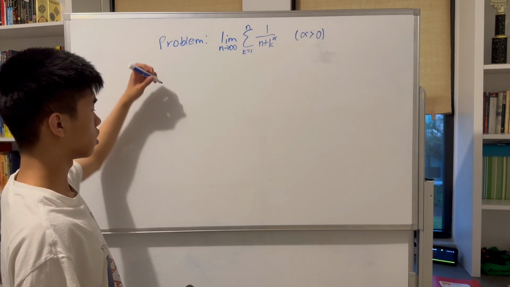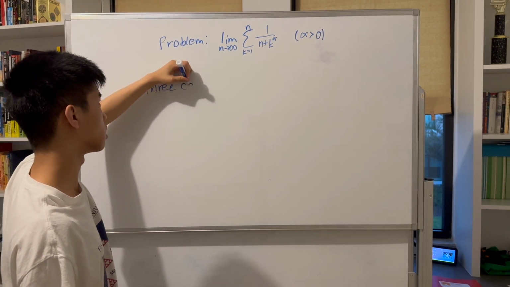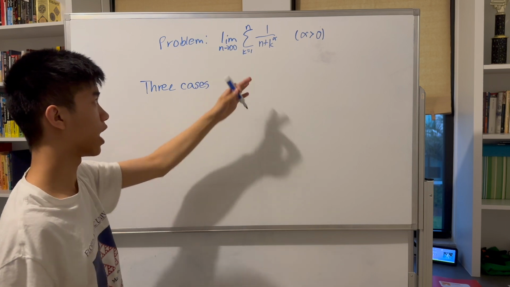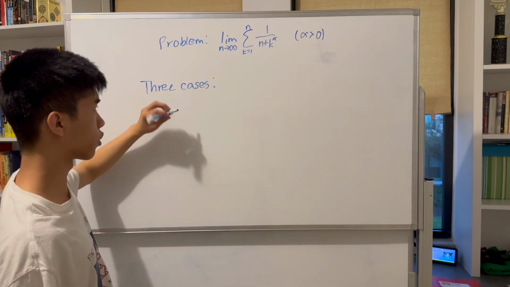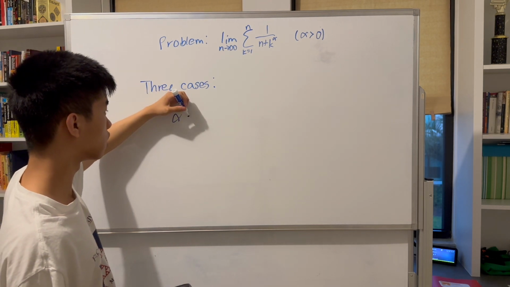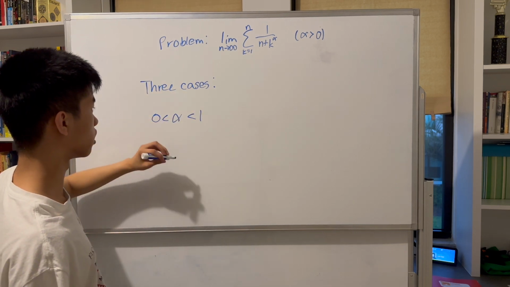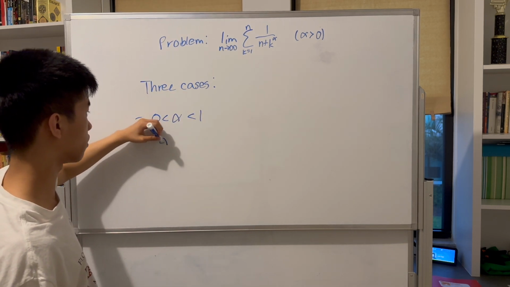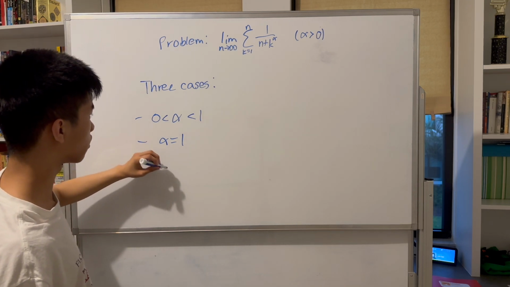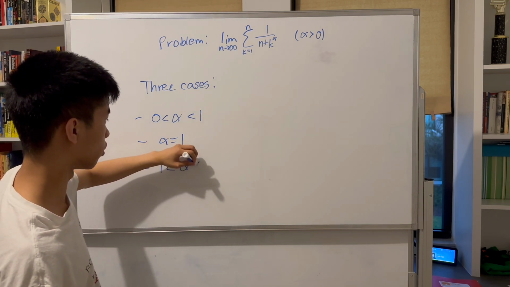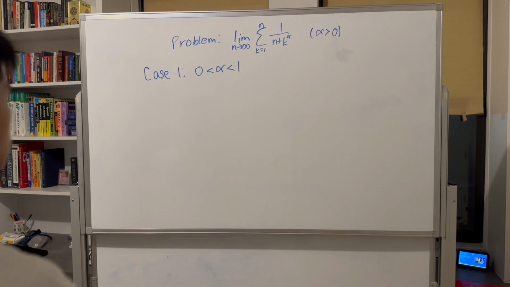Given that alpha is a real number greater than 0, what is the following limit? The crux of the problem is that there are three different cases for alpha, and depending on which case, you'll get a different result. The first case is when alpha is in between 0 and 1. The second case is if alpha is equal to 1. And the third case is if alpha is greater than 1. Let's start with this one.